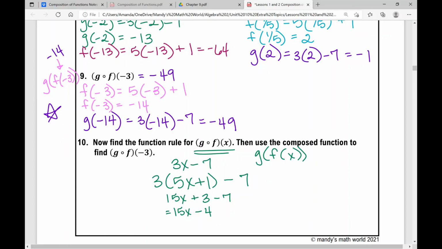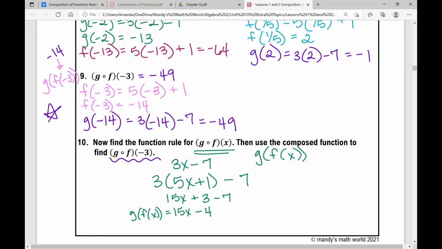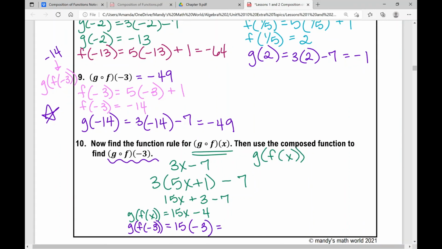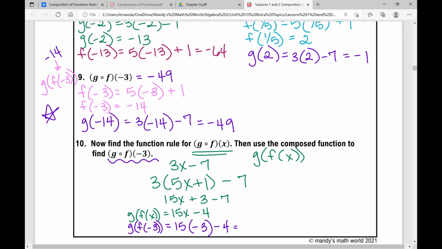And this represents the composed function g of f of x. So this is the function we will use now if we're evaluating g of f of negative 3. We can do what we did on 7, 8, and 9, right? That was kind of conceptual. But if I'm looking for g of f of negative 3, I can replace x with negative 3 here. Minus 4. And 15 times negative 3 minus 4 is negative 49.